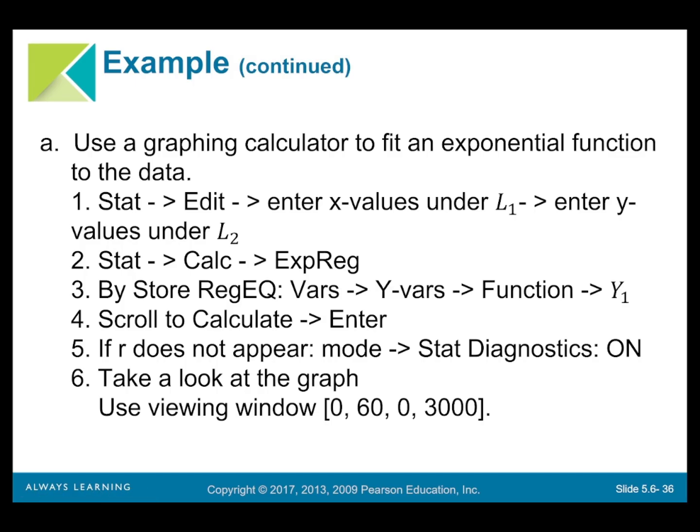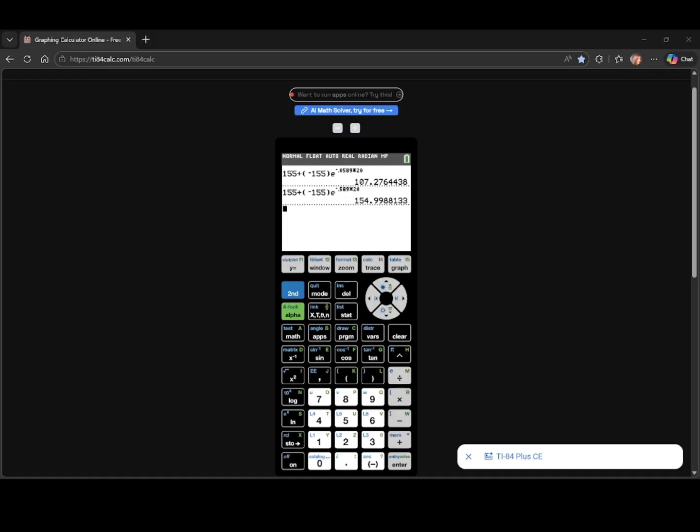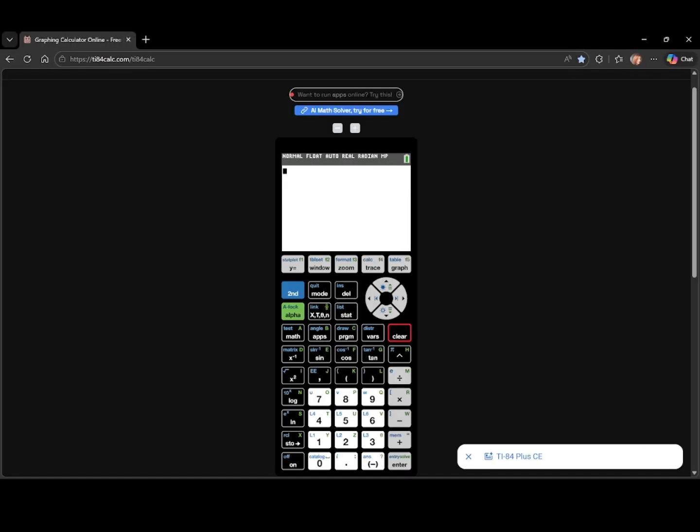So going to the calculator now, what we're going to do is enter all of our values into our calculator. And all I did there was stat, and I hit enter under edit. Now I'm going to enter all of my X values under L1. And I'm going to enter my Y values under L2.